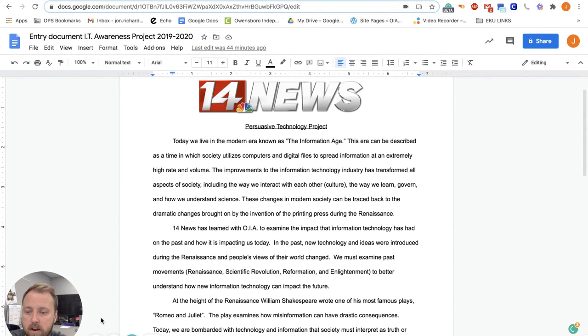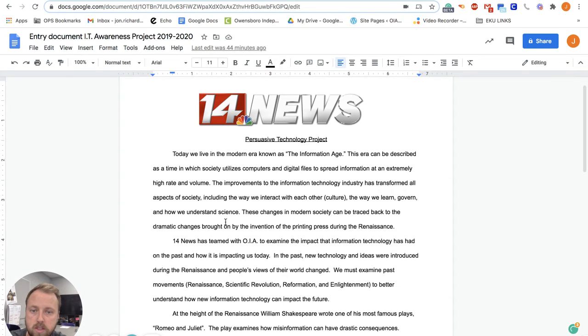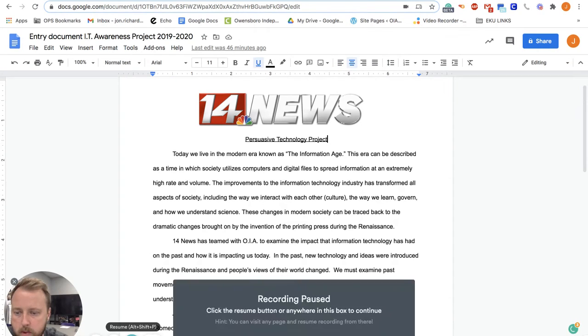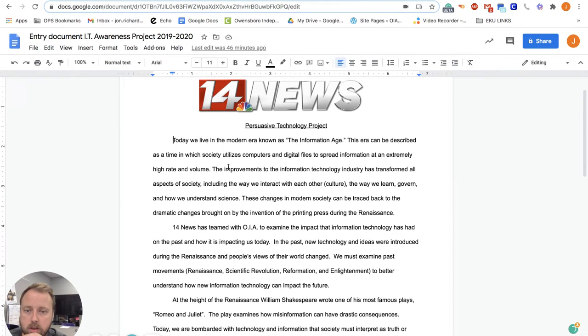I'm going to give you about 30 seconds to make sure everybody's able to open that up and get that in front of them. It should look like this: Persuasive Technology Project. Open. All right, so we're going to read this together, and you can go ahead and start highlighting and making notes. If you want to, highlight in green and red, you get the drift.